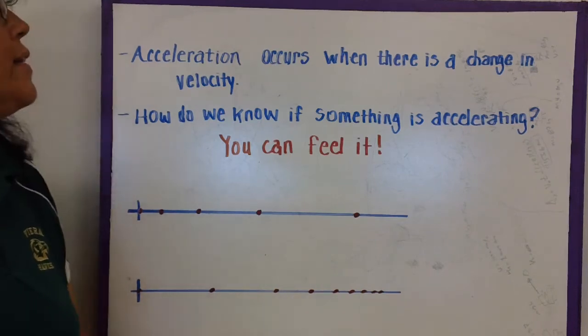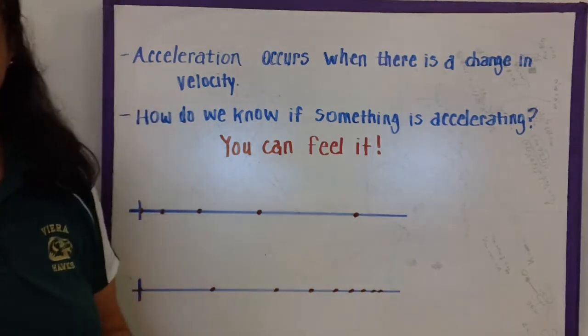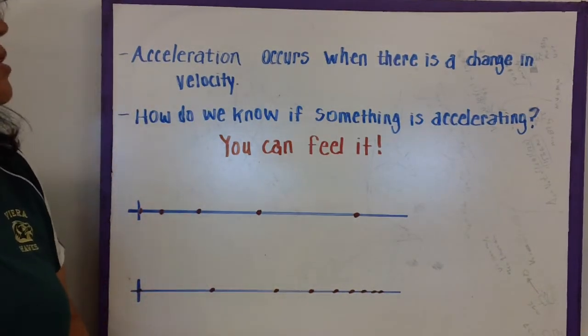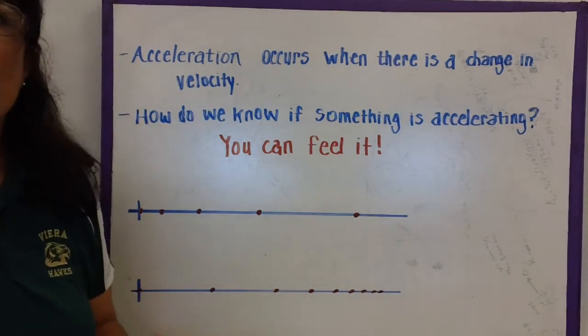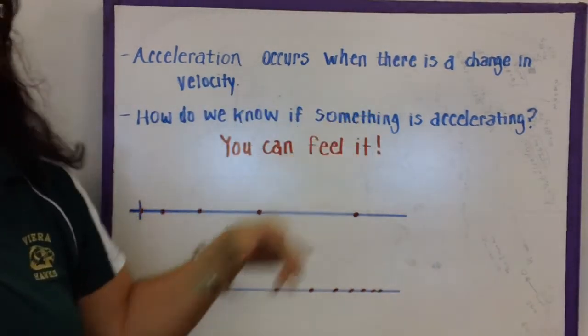Okay, hello again. Today we're going to be talking about acceleration. This is the beginning of our chapter 3 in our textbook. So we're going to be talking about accelerated motion. And so what we're talking about here is acceleration occurs when there is a change in velocity.